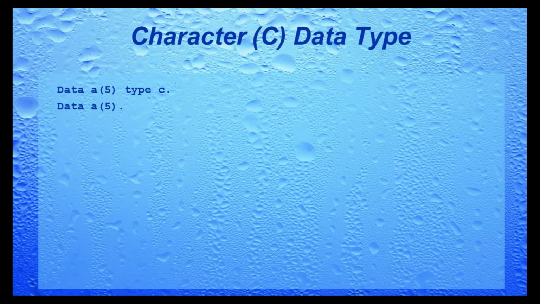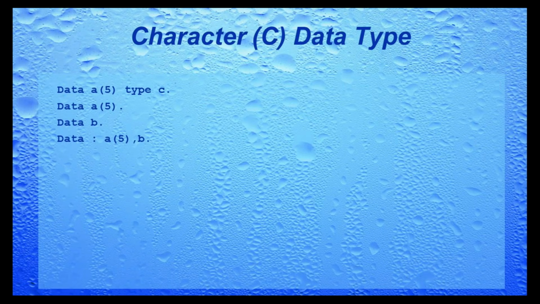Now, in character we can define in two ways, like either a of 5 type C, or you can say a of 5. That's it. You can declare data b, and the length will be 1, type will be character.